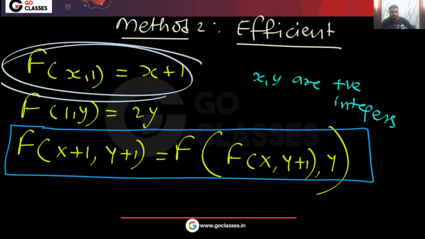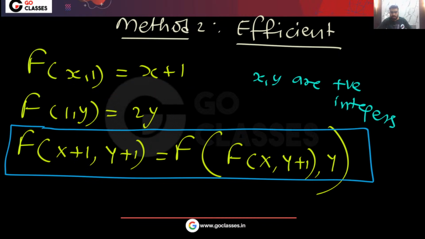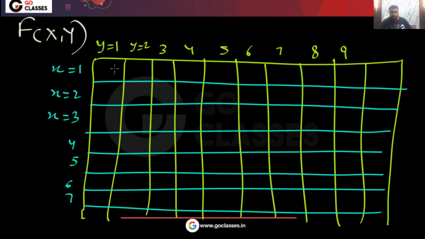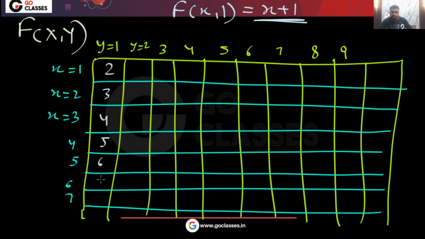f(x, 1) is x plus 1. f(1, y) is 2y. So you can fill some entries. What entries can you fill? You can notice here y is equal to 1, and what is f(x, 1)? That is x plus 1. So here the entries will be like this: 1 plus 1, x plus 1, that is 2, 3, 4, 5, 6, 7, 8. These entries you can put here.